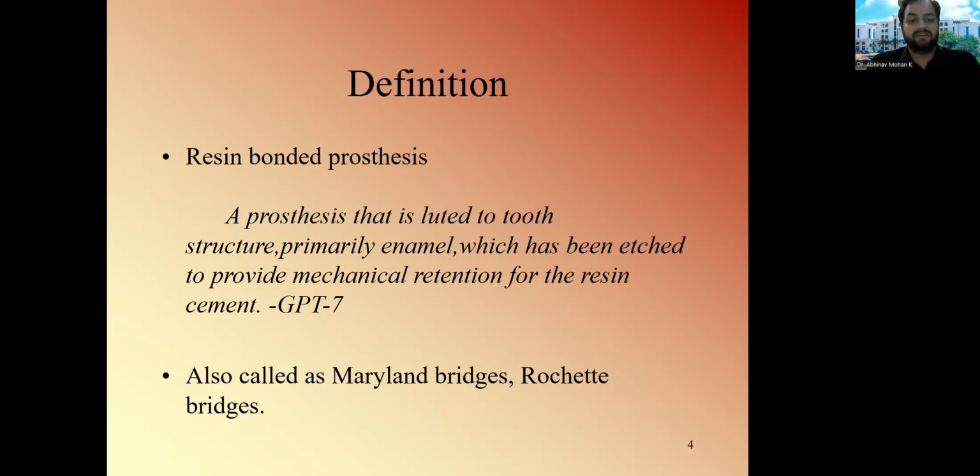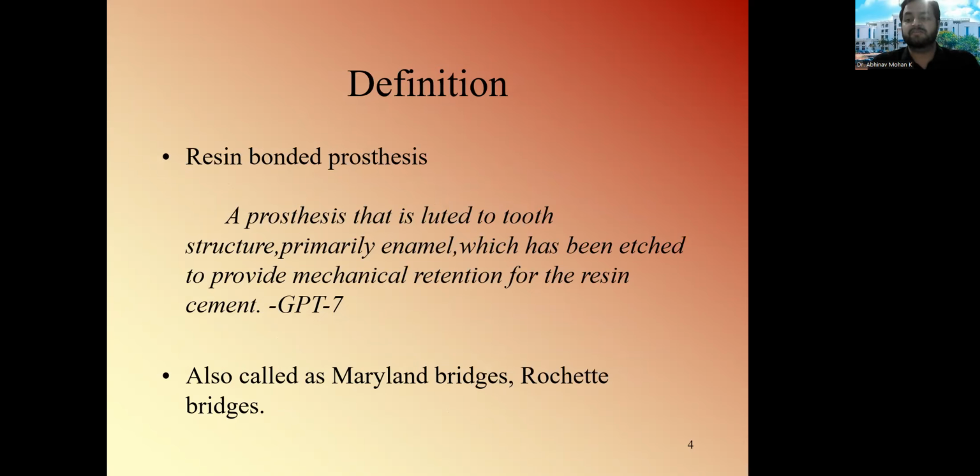By definition, a resin bonded prosthesis is luted to tooth structure, primarily enamel, which has been etched to provide mechanical retention for the resin cement. As the name suggests, the prosthesis is basically bonded onto the tooth or the abutments.